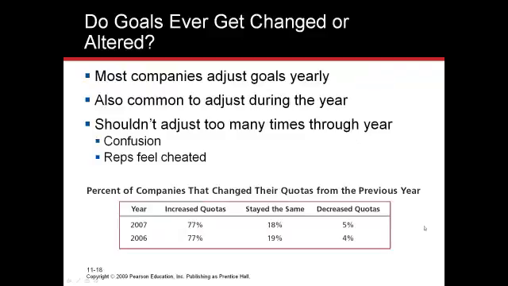We did mention earlier that you needed to be flexible. The question always is, do goals ever get changed or altered? Most companies will adjust goals yearly. Also, it's common to adjust the goals during the year. Shouldn't adjust it too many times, though, through the year. Reps get confused and they feel cheated. However, if you're getting representative feedback on the overall goals and you're getting buy-in, then the probability that you're going to have to go through and adjust the goal becomes relatively small.